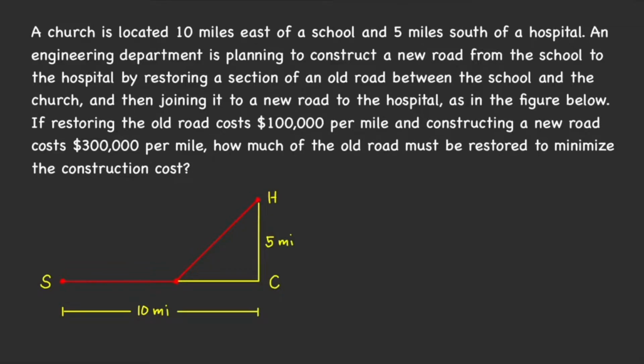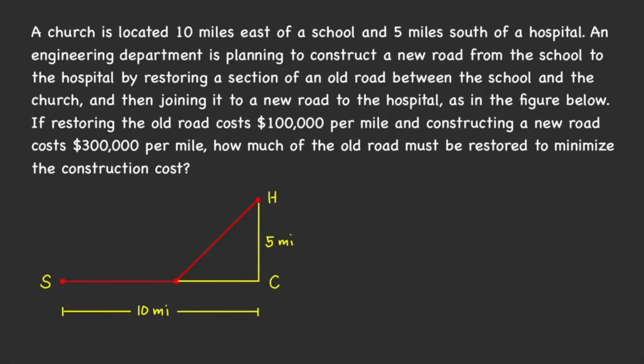So if it costs $100,000 per mile for restoring this old road here, and it costs $300,000 per mile for constructing a new road, how much of this old road must be restored to minimize the construction cost?